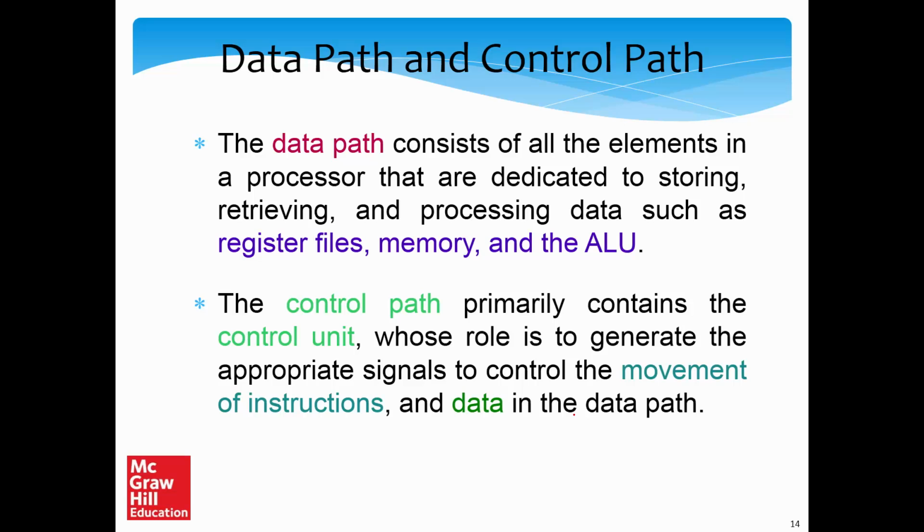So let us now define two very important concepts that we shall keep seeing over and over again in different forms. They are the data path and the control path. The data path essentially consists of all the elements in a processor that are dedicated to storing, retrieving, and processing data, such as the register files for keeping the registers, the memory, the ALU, and also in this case the program counter registers, and so on. The control path primarily contains the control unit, whose role is to generate the appropriate signals to control the movement of instructions and data in the data path.